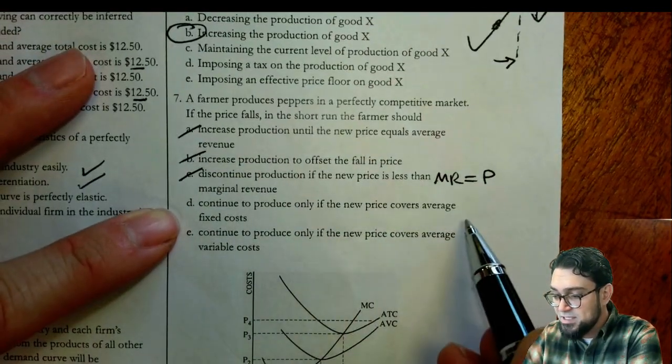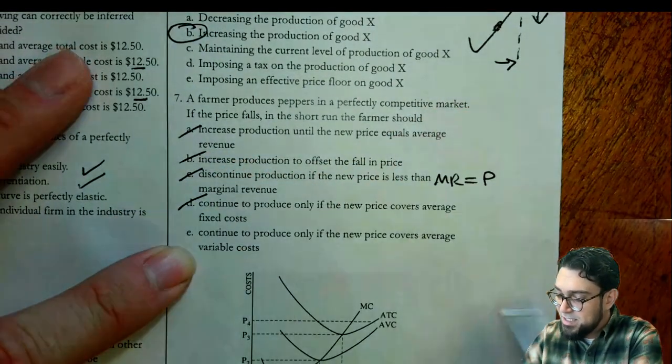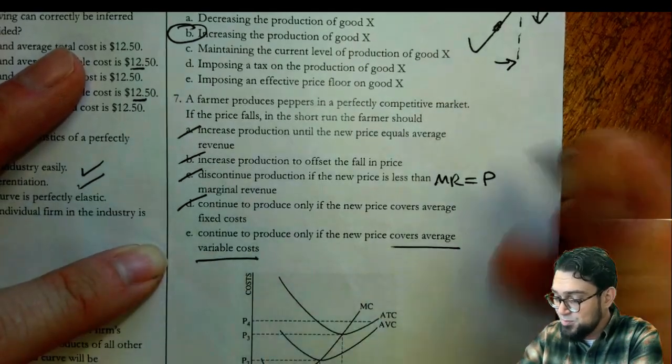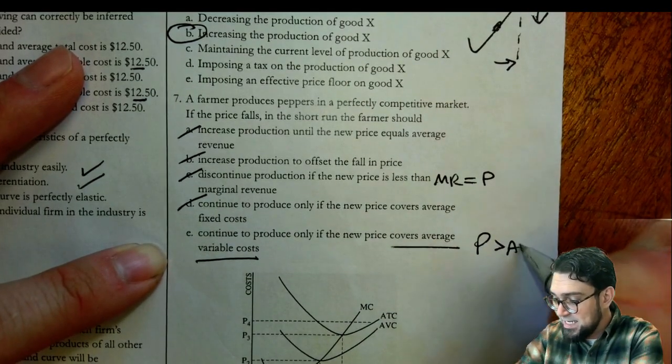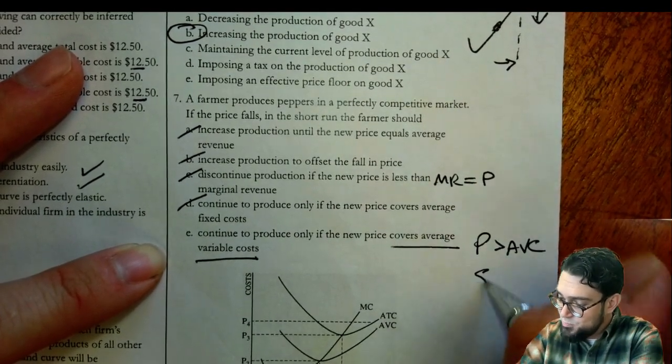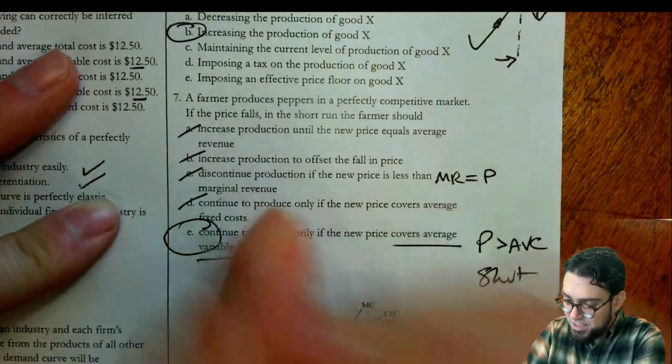Continue to produce only if the new price covers average fixed cost. That's not true. Continue to produce only if the new price covers average variable cost. That's true. Price must exceed AVC or else we follow the shutdown rule, right? So E. This is really testing the shutdown rule.